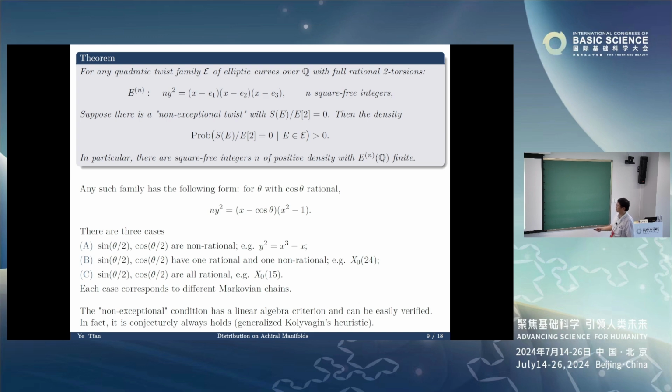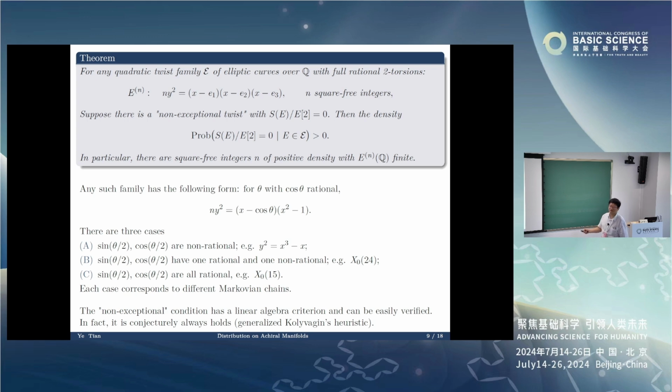But there are three cases in terms of theta. One case is sine theta over 2, cosine theta over 2 are all non-rational. Both of them are quadratic. And if one is quadratic, another is rational. This is case B. If both of them are rational, this is case C. So we divide families into 3 cases.